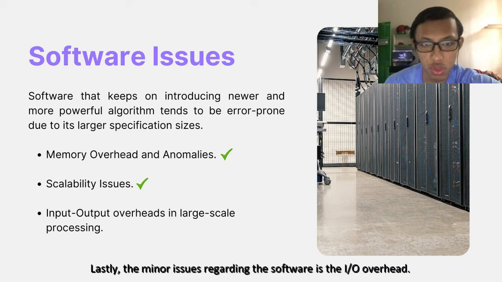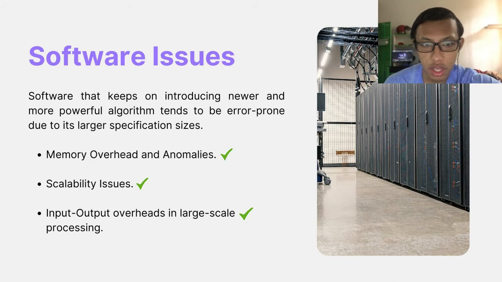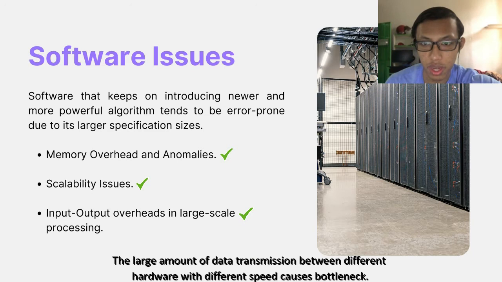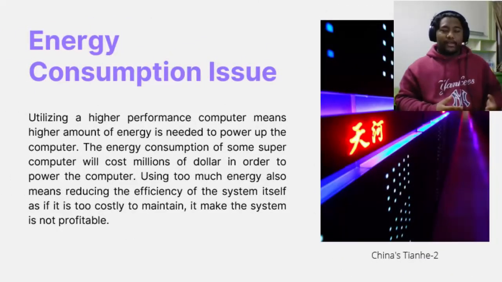Lastly, the minor issue regarding the software is input-output overhead. Hazman, in his article, stated that in large-scale processing, this software also encounters input and output transmission problems. This is caused by large amounts of data transmission between different media or different hardware with different speeds, which causes a bottleneck. Another issue on HPC is the energy consumption issue.